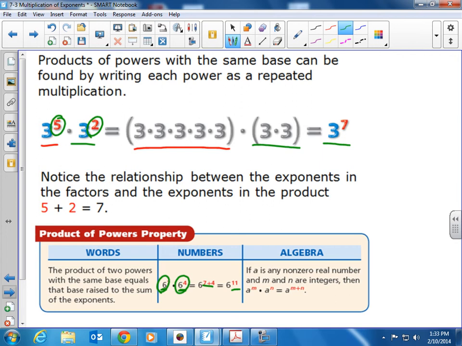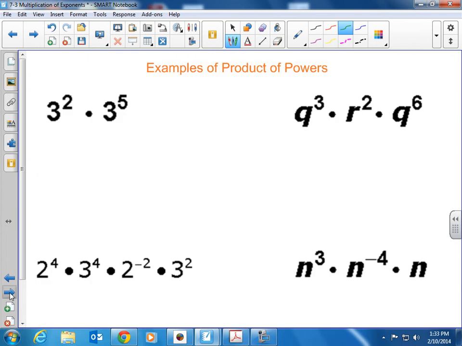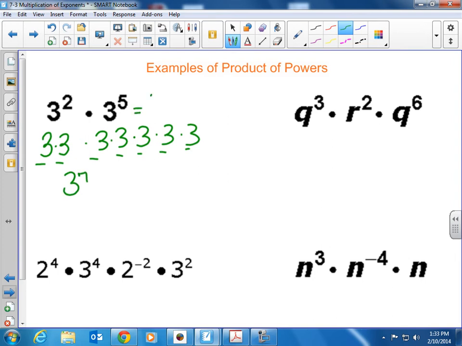Okay, let's do some practice problems once you've copied all this down. Here we go. 3 squared times 3 to the 5th. 3 squared is 3 times 3. 3 to the 5th, 3 5 times. What do I have? 1, 2, 3, 4, 5, 6, 7 of those. So I have 3 to the 7th. Well, how did we get that? This is the same thing as 3, and then I add their exponents together, 3 to the 7th.